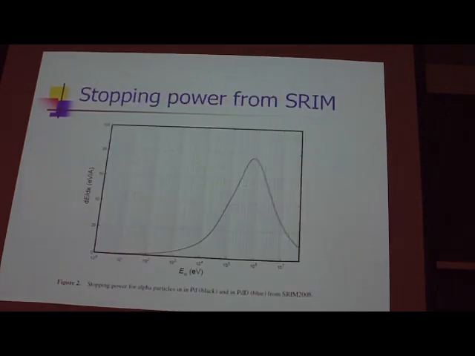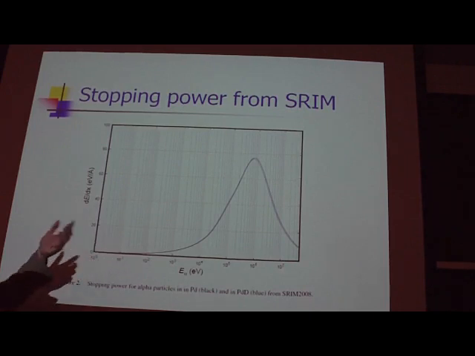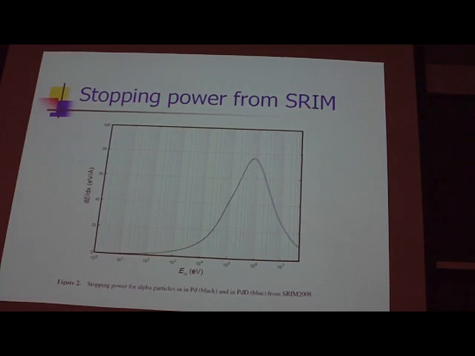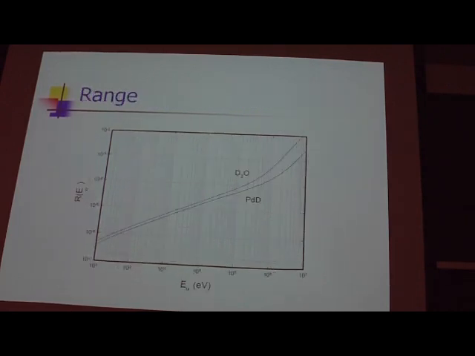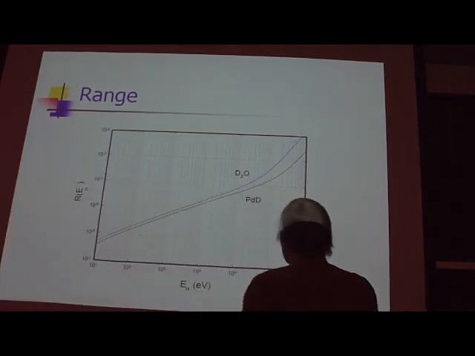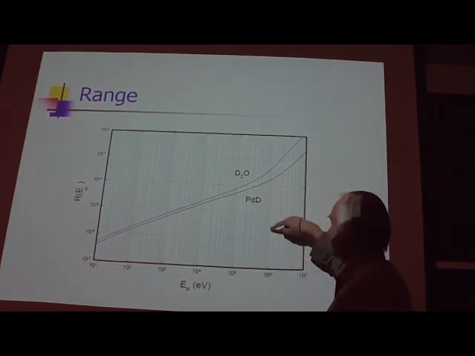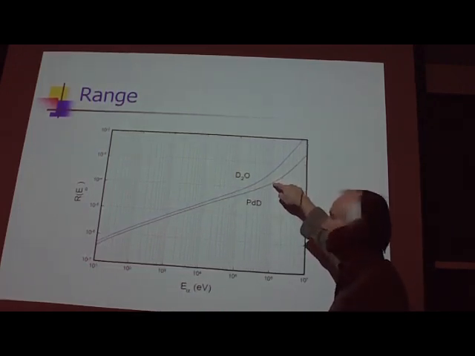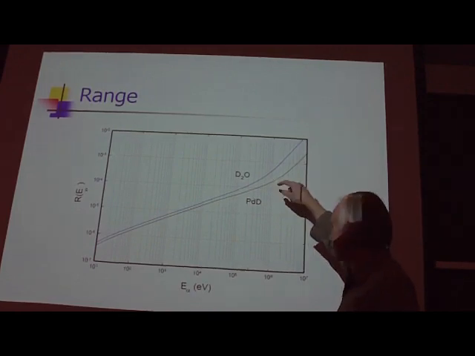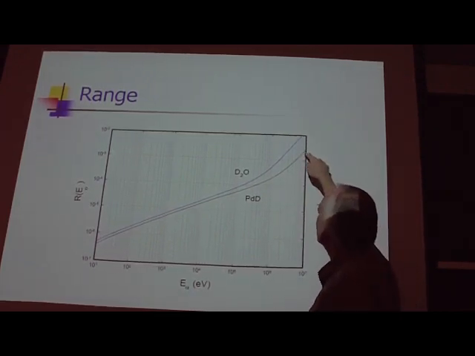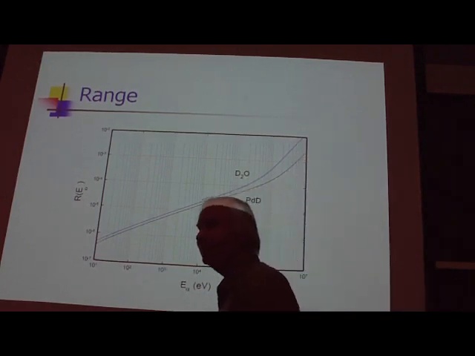So to calibrate the detector, the range data, the energy loss data for alpha particles in palladium or palladium deuteride can be calculated with the TRIM code, SRIM, Ziegler's code. The range looks like this. If your alphas have an MeV, it goes, I don't know, a micron and a half or so in palladium deuteride. If it's got 10 MeV, it goes 20 microns in palladium deuteride.